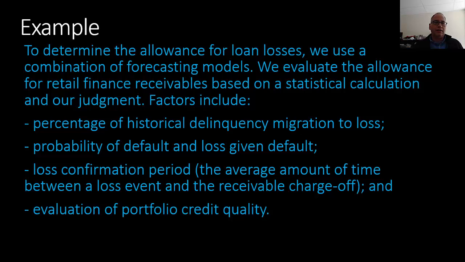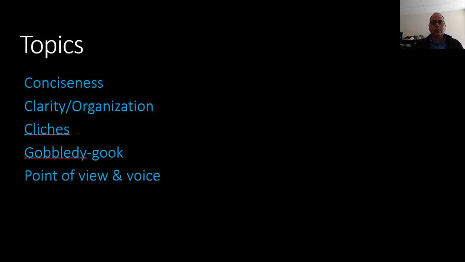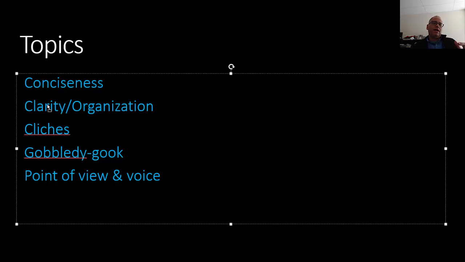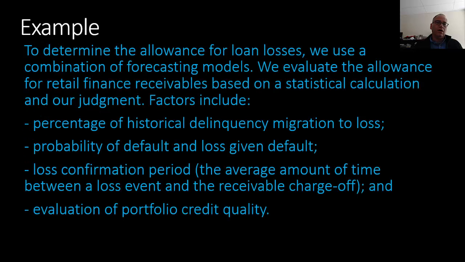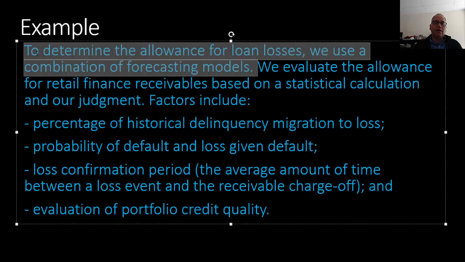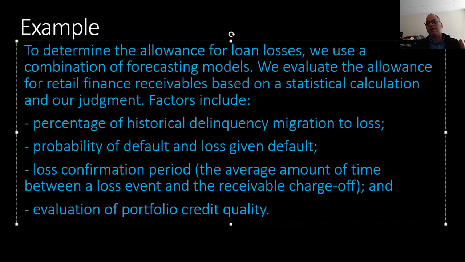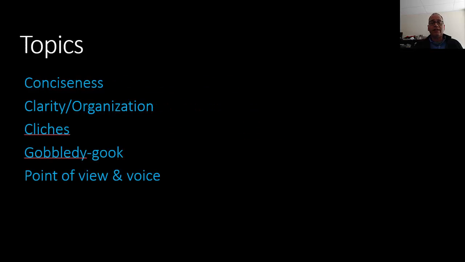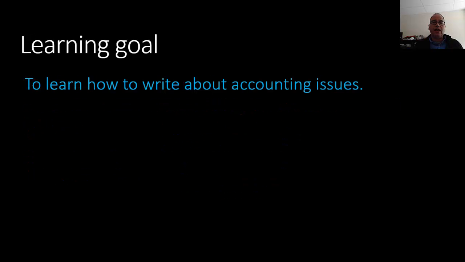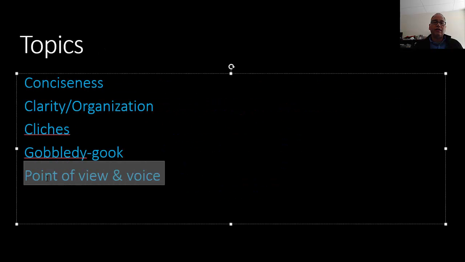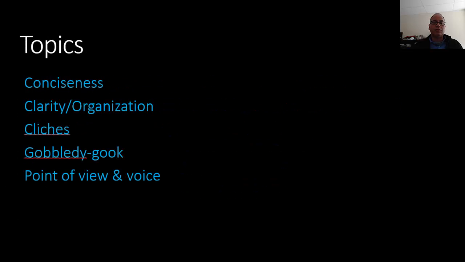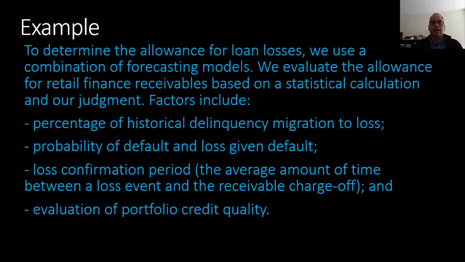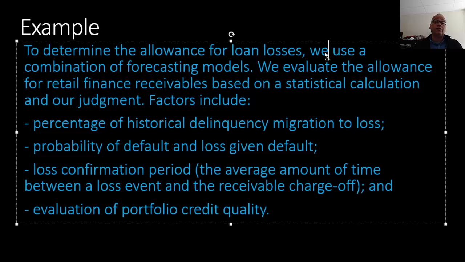So just to go over it again: conciseness, remove unnecessary words; organize your thoughts carefully. Think about how you want to put everything. Like over here, I moved this sentence to the beginning because it summarizes what the paragraph is about. This way, someone could just read the first sentence and decide if they want to read the paragraph or not. Clichés: I don't think there were any clichés in here. Maybe there were some. Gobbledygook is nonsense that people don't understand, and you've got to put that out. And point of view and voice says who's going to be doing the action. What is the subject of the sentence? Here, it becomes we.